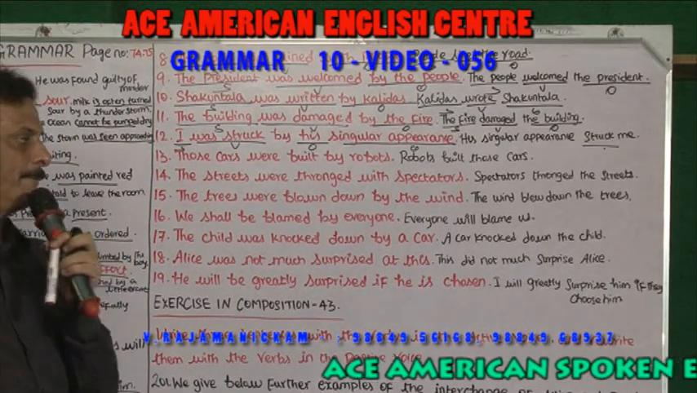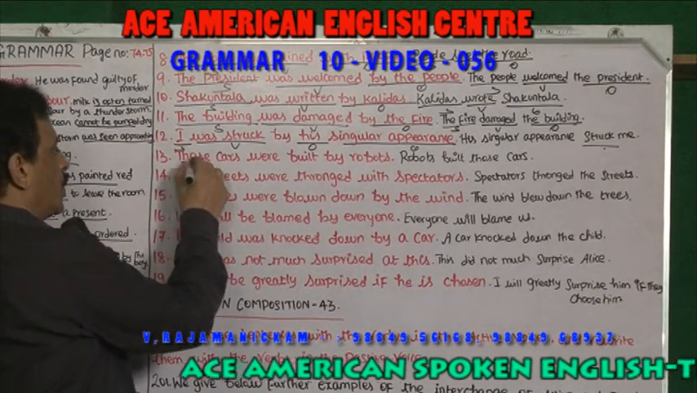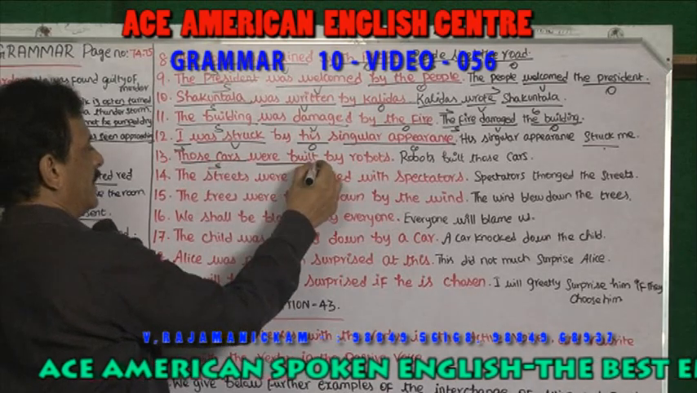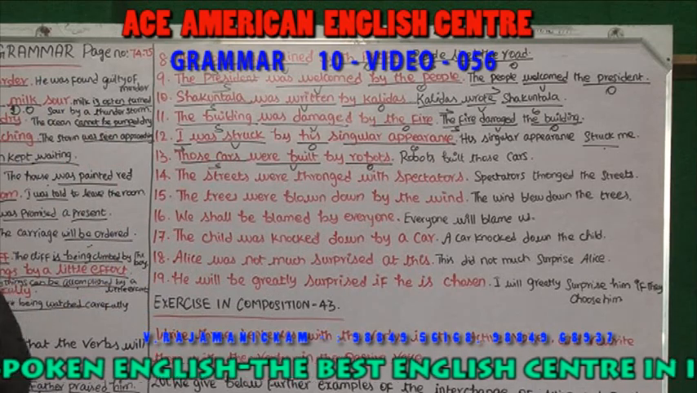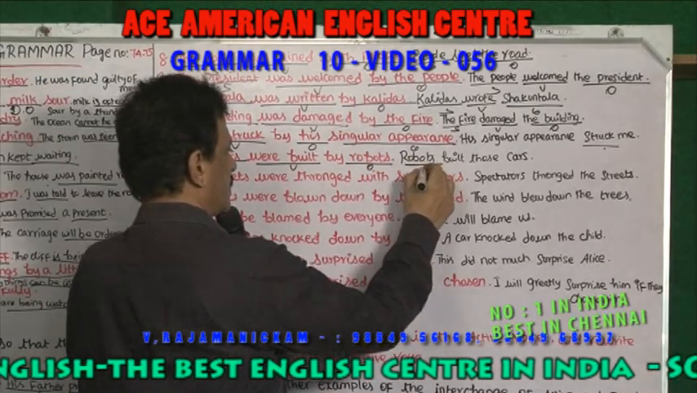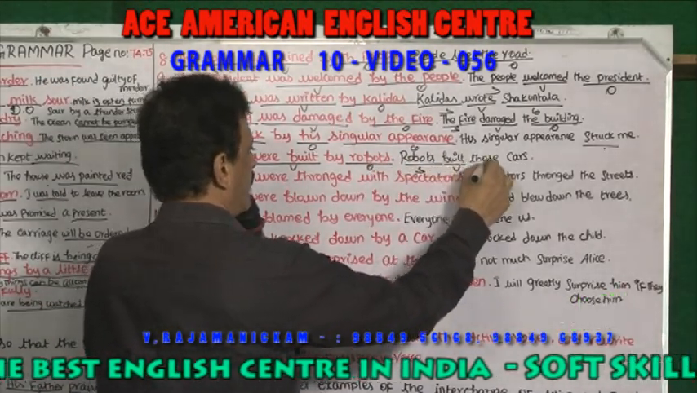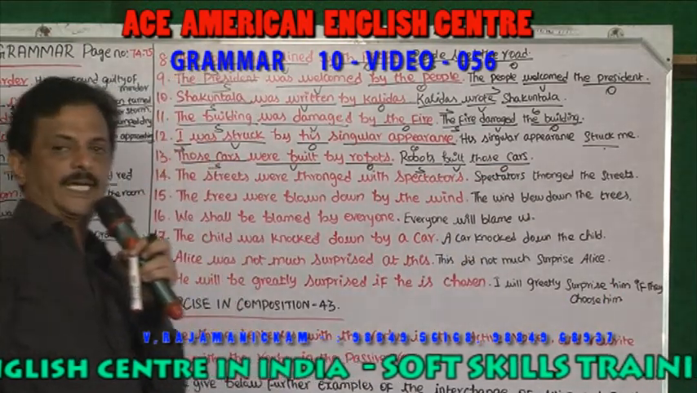Those cars were built by robots. Those cars are the subject. Were built is the verb. By robots is the object in the passive voice. So in active voice, robots is the subject. Built is the verb. Those cars becomes the object here.